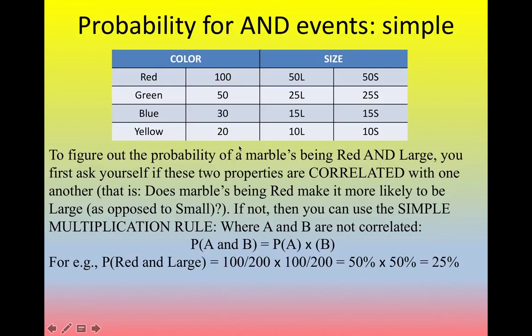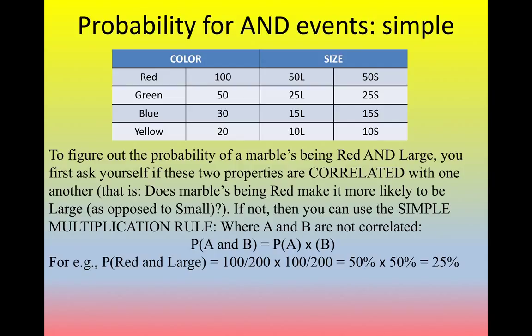So in every case you have a proportion of 50%, which means that knowing the color of the marble isn't going to be any kind of an indicator for whether it's large or not. So you have a case of no correlation. Where that is true, that there is no correlation between the events or properties A and B, then you can use the simple version of the multiplication rule.